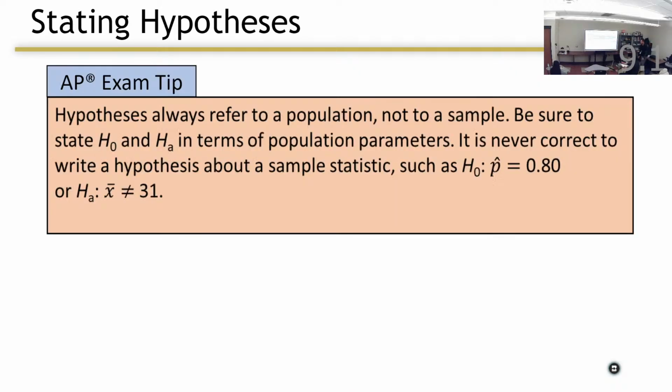I can't emphasize this enough. Hypotheses always refer to a population. So if you ever see something like this, it's wrong. If you see something like this, it's wrong. It cannot be samples. It has to be the population.